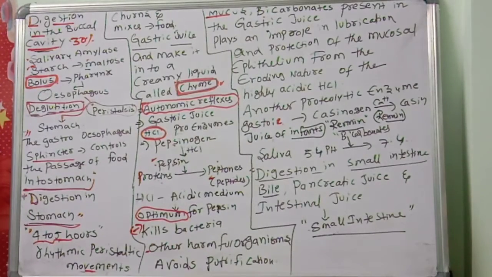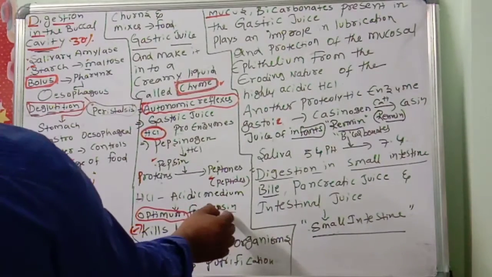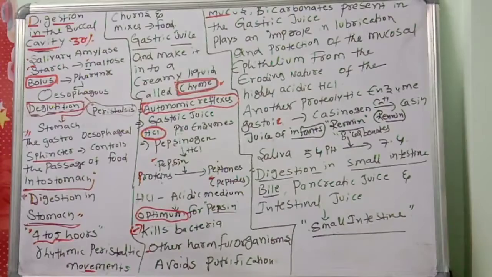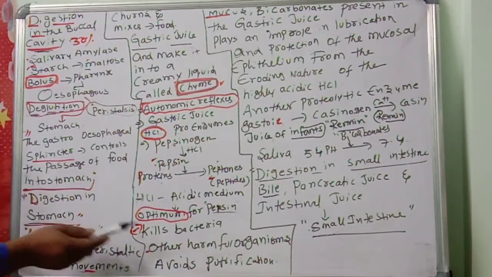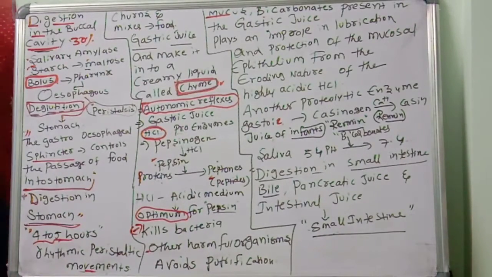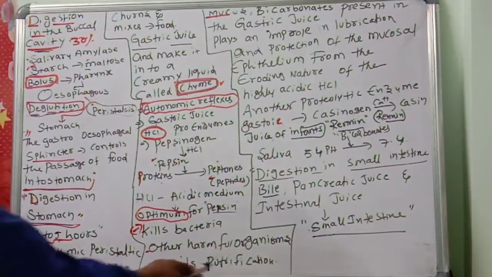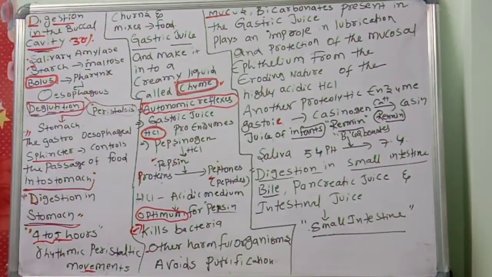Next, HCl is a very important acidic medium that is optimum for which one? Pepsin. It is optimum for pepsin. HCl also kills bacteria and other harmful microorganisms, and avoids the unwanted putrefaction process in the stomach region. Very important. HCl is very useful for the activation of enzymes.